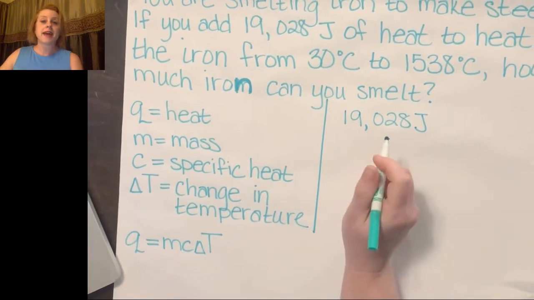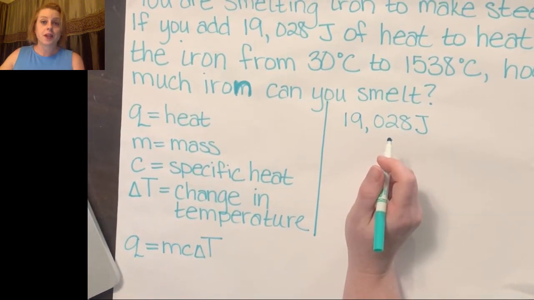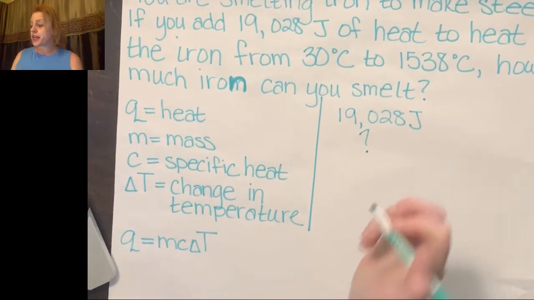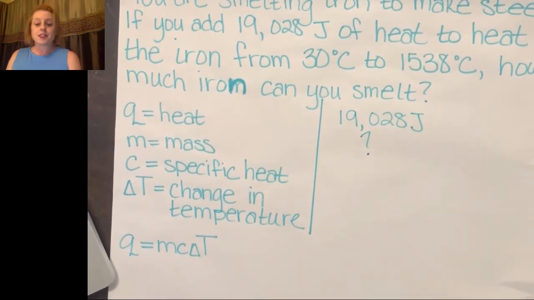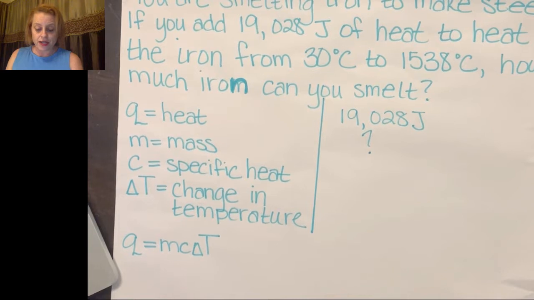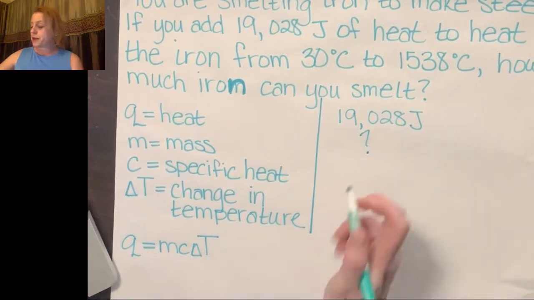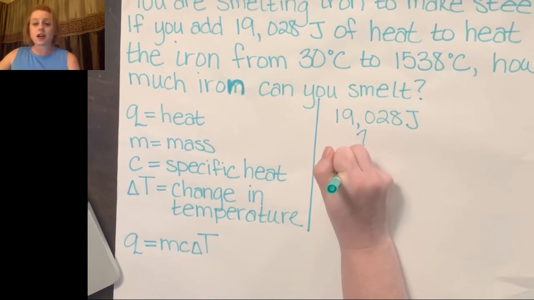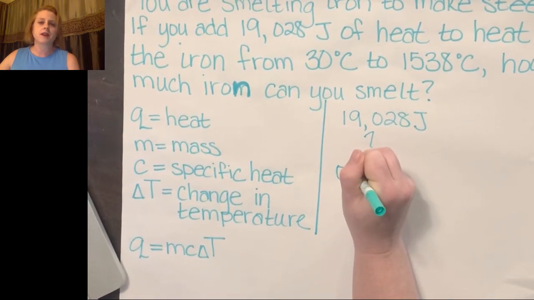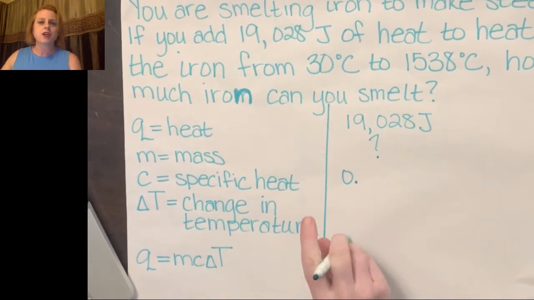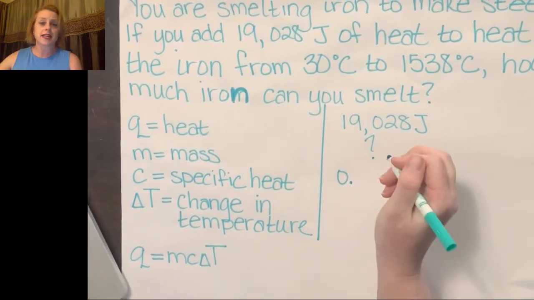Mass. That is what I do not know. So I need to find out my mass. It says how much iron can I smelt? The specific heat of iron is 0.444 joules per gram degrees Celsius. And I just got that online. There are plenty of tables online, plenty of places you can look it up online. You can look up the specific heat of just about anything online.